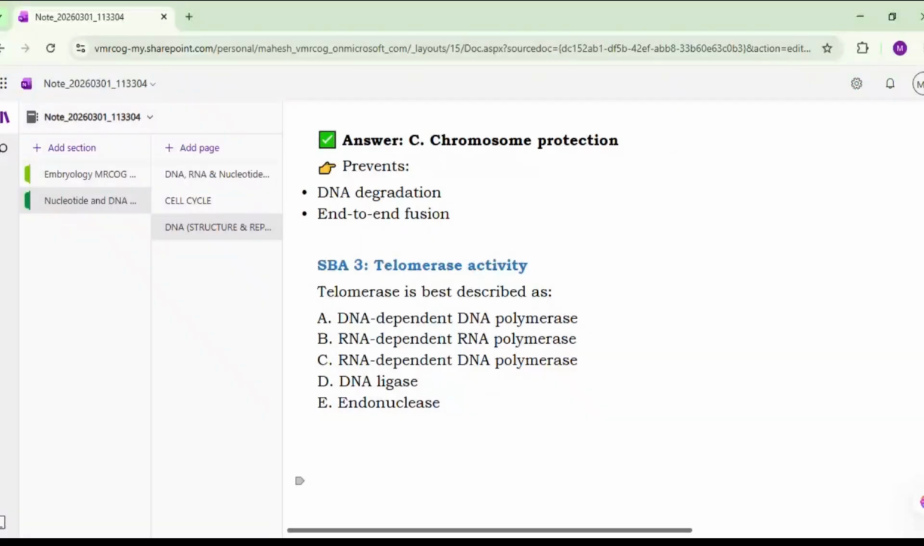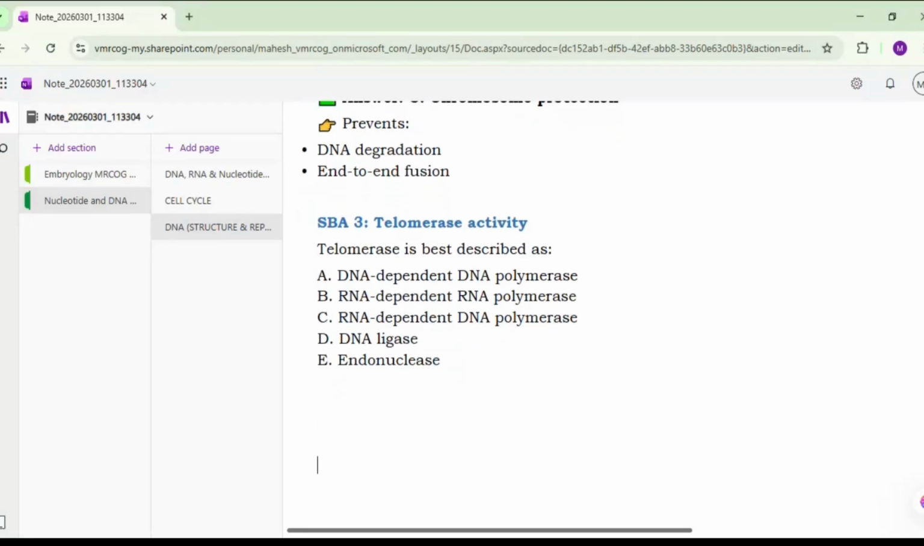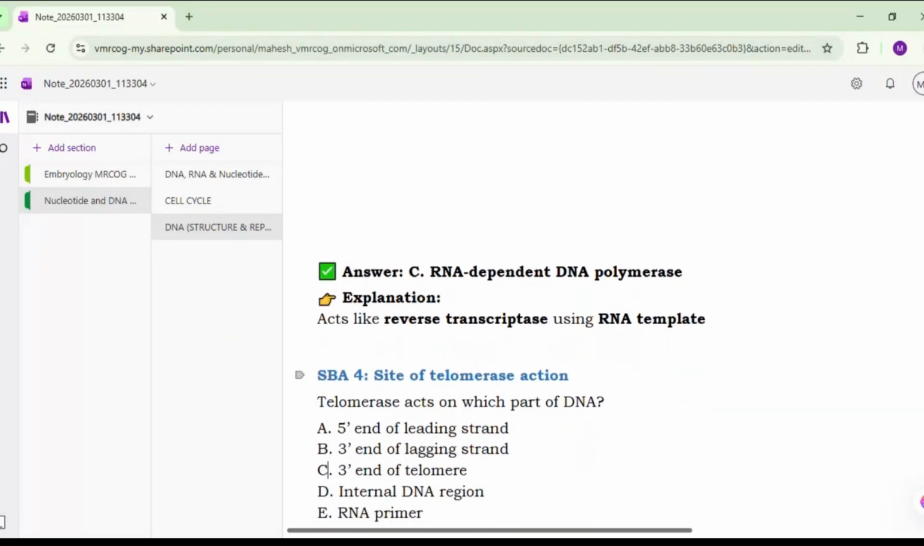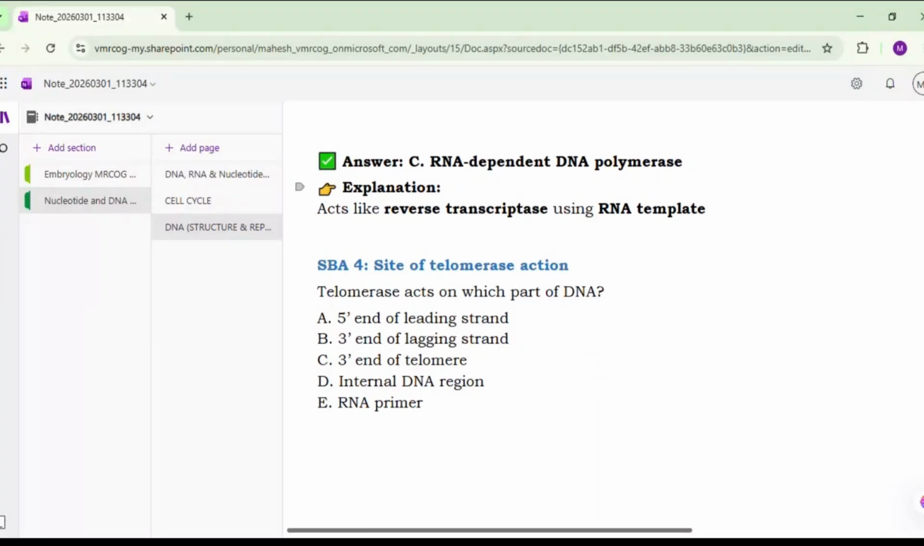Next. Telomerase is best described as DNA-dependent DNA polymerase, RNA-dependent RNA polymerase, RNA-dependent DNA polymerase, DNA ligase, endonuclease. RNA-dependent DNA polymerase. Correct, because it is a reverse transcriptase. It acts like a reverse transcriptase using an RNA template, and it has its own template.